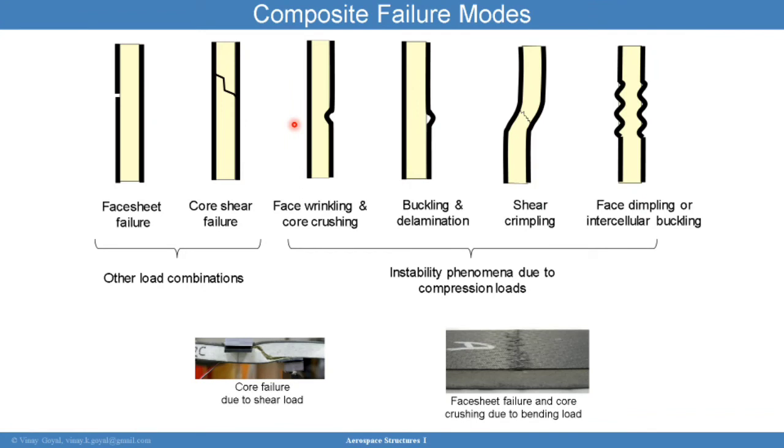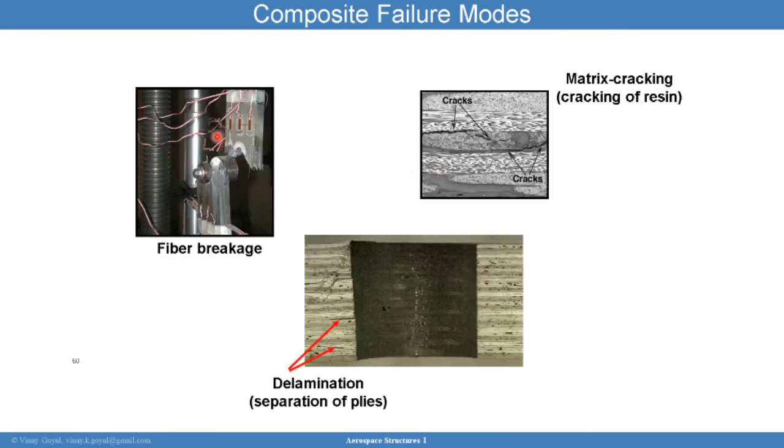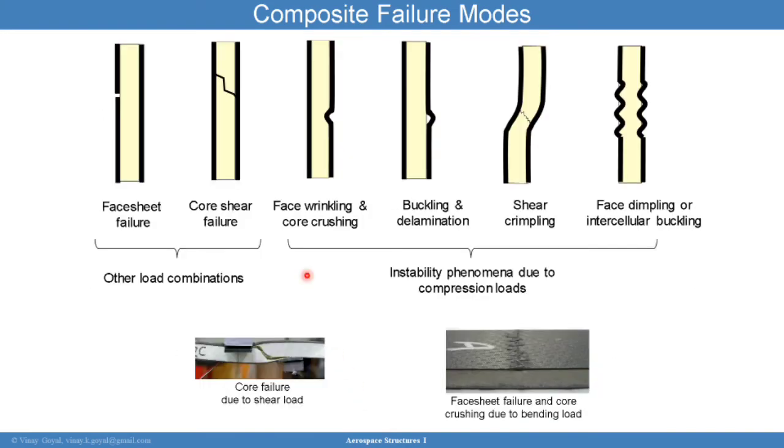Let me move to composite failure modes as they relate to sandwich structures. You have face sheet failure, where the face sheet fails, and in that case, I'm going back to those failure modes: fiber breakage, matrix cracking, and delamination. Those things can happen within the face sheet. Again, this is a sandwich structure. This color here, which is yellowish, is a core. And so you could have core shear failure, which is cracking through the core in shear.